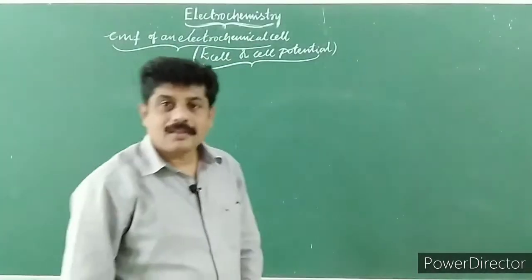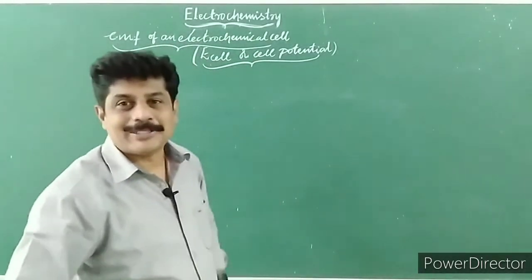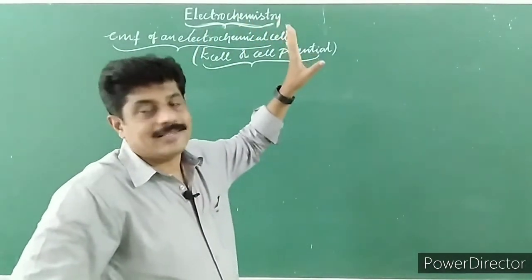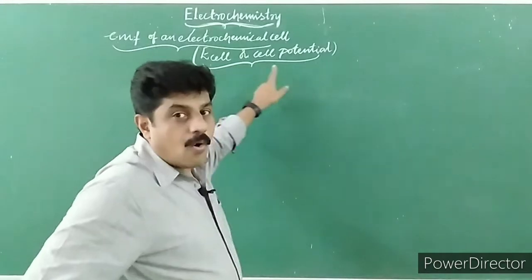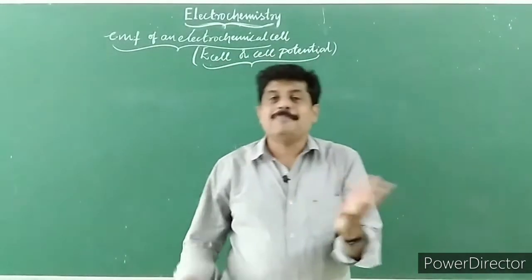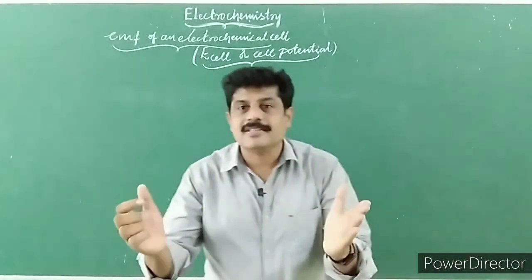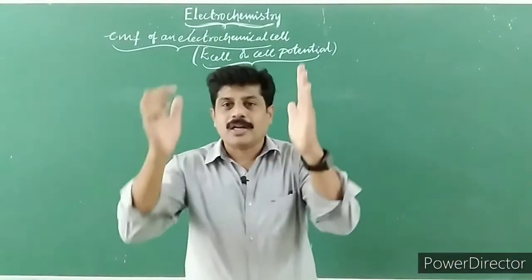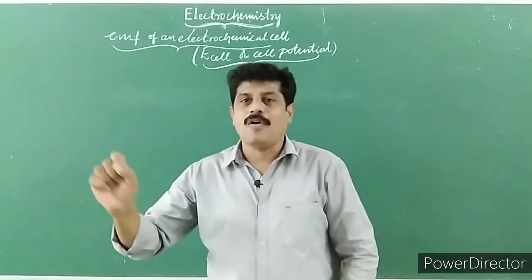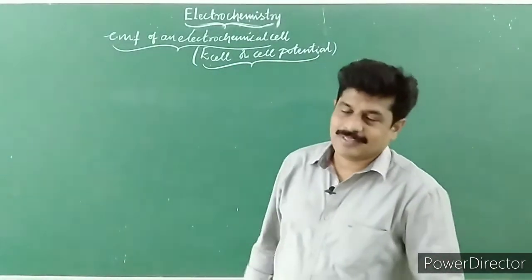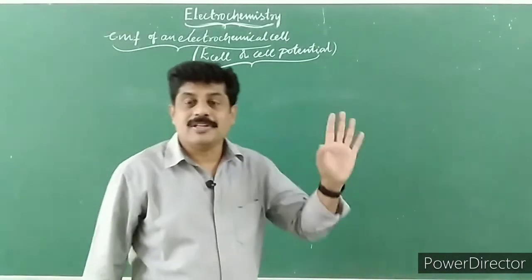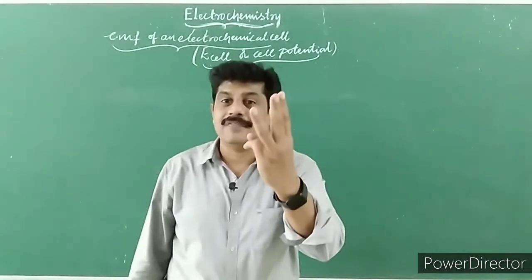Good morning, children. Let me take up the next topic, that is EMF of an electrochemical cell, also called E cell or cell potential. The difference between electrode potentials of two electrodes constituting an electrochemical cell is called EMF or cell potential. Children, remember, E cell or cell potential can be calculated in three different ways.